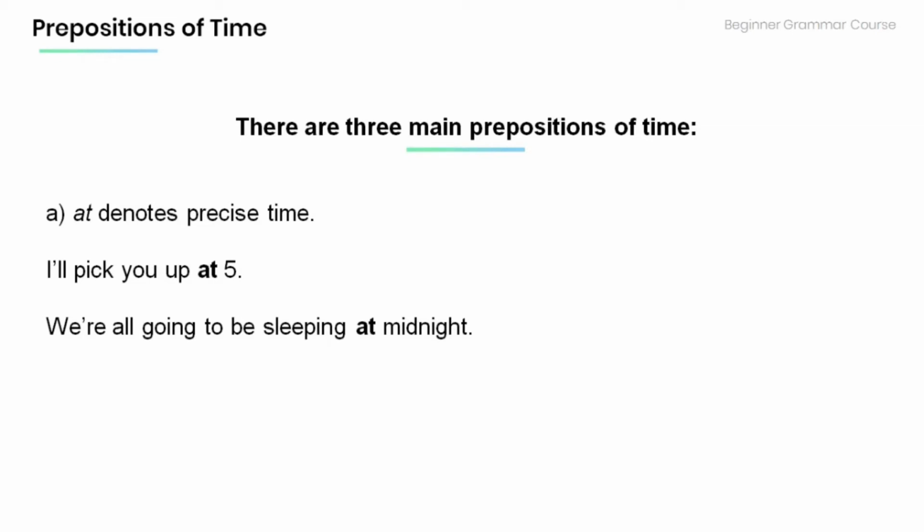A. At. At denotes precise time, as in the examples below. I'll pick you up at 5. The preposition of time at in the sentence denotes a precise time, 5. And in the sentence, we're all going to be sleeping at midnight. Again, the preposition of time at denotes a precise time, which in this sentence is midnight.